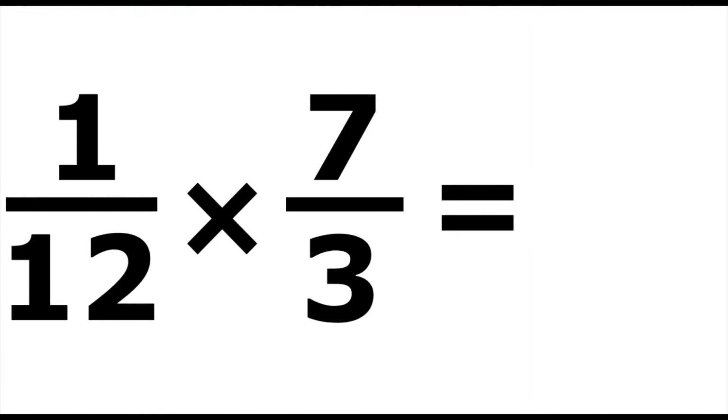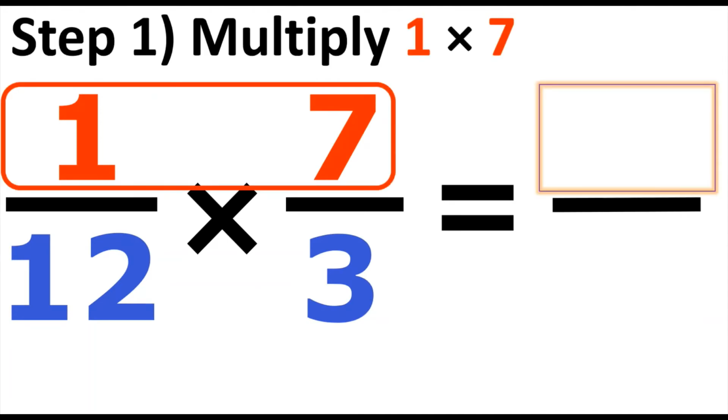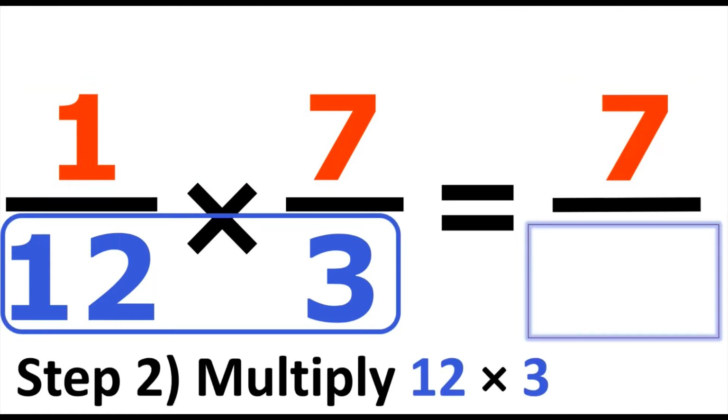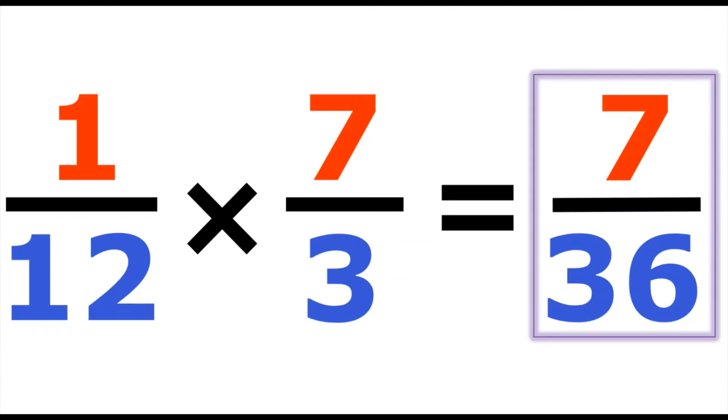Number 9. We have 1 over 12 times 7 over 3. Multiplying straight across, we have 1 times 7, which is equal to 7. Looking at the denominators, we have 12 times 3, which is equal to 36. So the answer is 7 over 36.